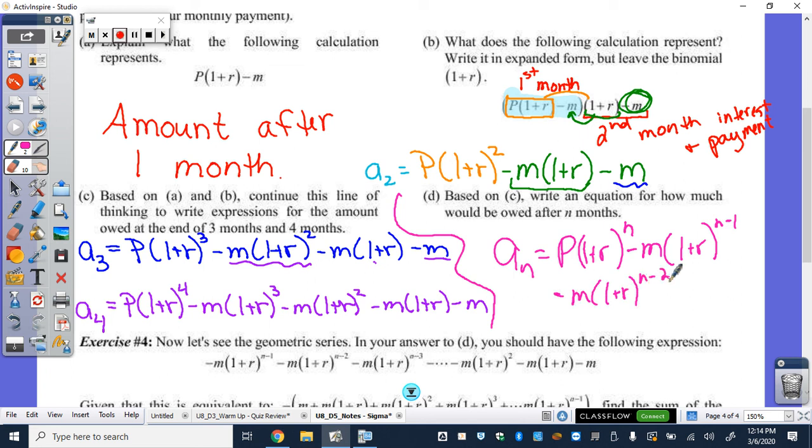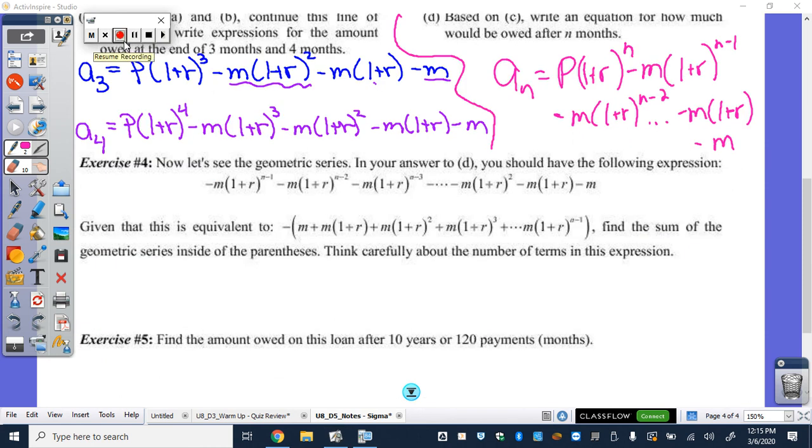That one would be 1 less. Dot, dot, dot, until that one became to the first power. And then minus your last one. So that's just each monthly payment and working its way down to the one that you're currently in. Your monthly payments end up becoming the geometric series. The first part where you're taking the principal and multiplying it times the rate, that's not the series portion. It's your monthly payments. That's what ends up creating the series.